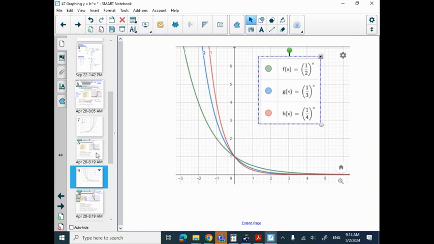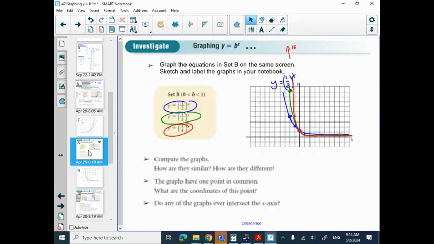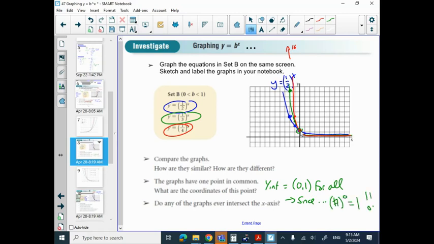All right. So what do we notice on these ones? Pretty similar observations. How are they similar? How are they different? Do they have one point in common? Yes, they have a point in common. It's the y-intercept here. The y-intercept is 0, 1 for all. We should have said it on the other page too, but it's good to get it over here, since any number to the power of 0 equals 1. That's our new stuff, just to make that connection back.